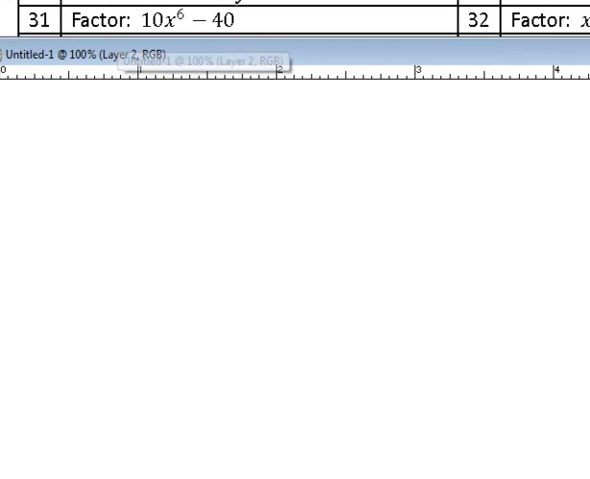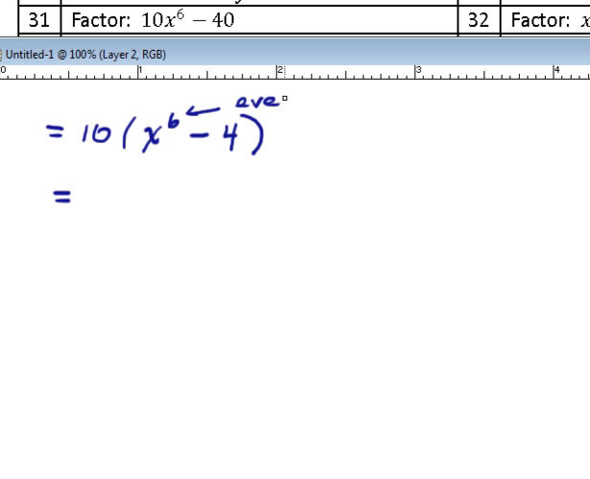In number 31, we have a common factor of 10, so start by factoring that out. And now in parentheses, we have a difference, and it is a difference of 2 squares. x to the 6 is a perfect square because 6 is even, and 4 is 2 squared. So this is a difference of 2 squares. So we'll factor this as a difference of 2 squares. And maybe first we'll write this as x cubed squared minus 2 squared.